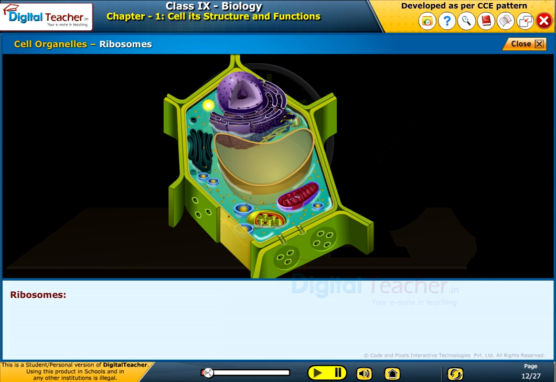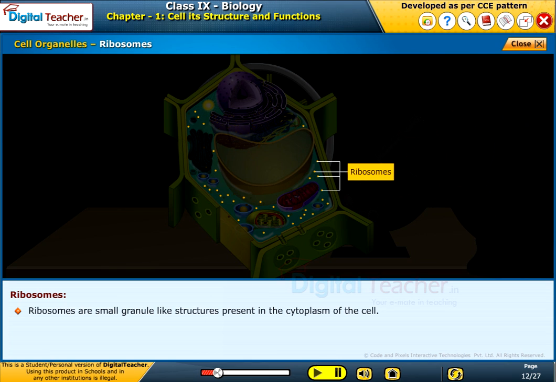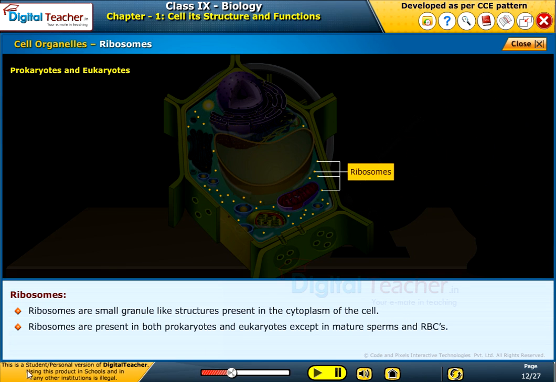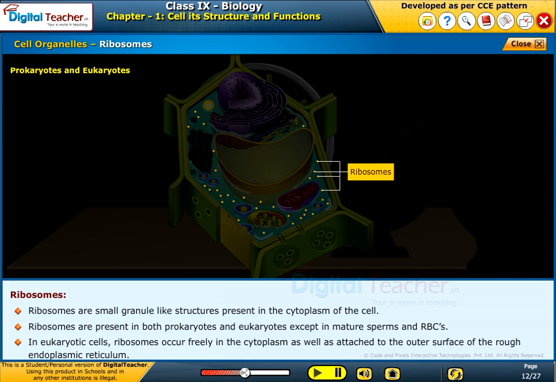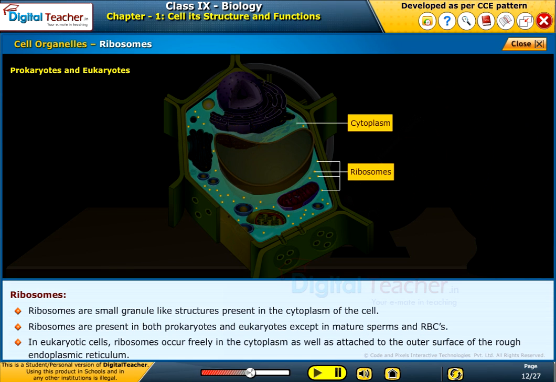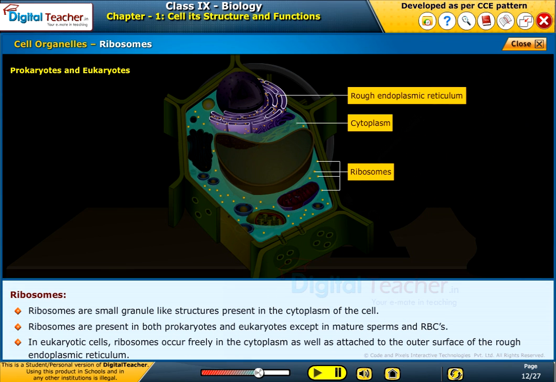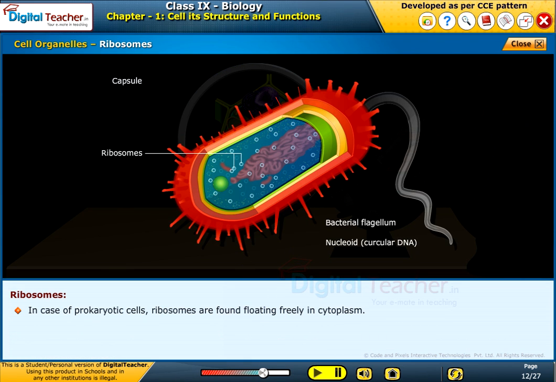Now, let us learn about other important organelle, ribosomes. Ribosomes are small granule-like structures present in the cytoplasm of the cell. Ribosomes are present in both prokaryotes and eukaryotes except in mature sperms and RBCs. In eukaryotic cells, ribosomes occur freely in the cytoplasm as well as attached to the outer surface of the rough endoplasmic reticulum. In case of prokaryotic cells, ribosomes are found floating freely in cytoplasm.